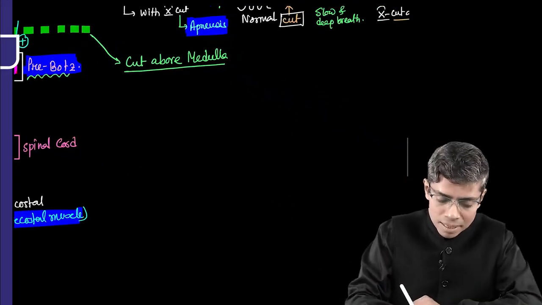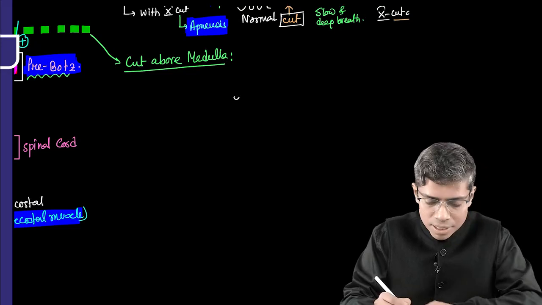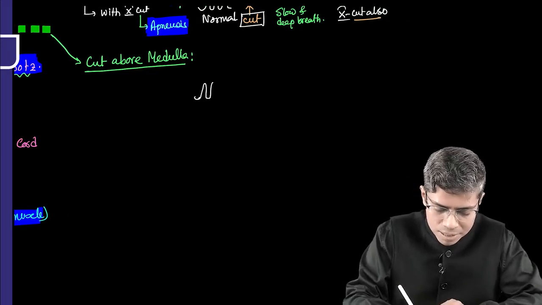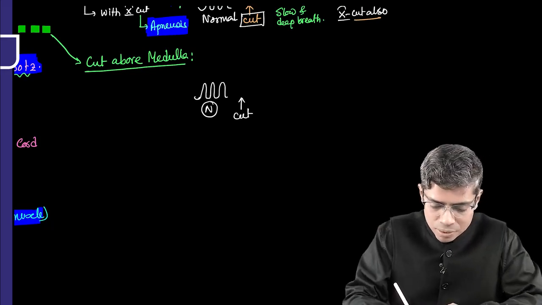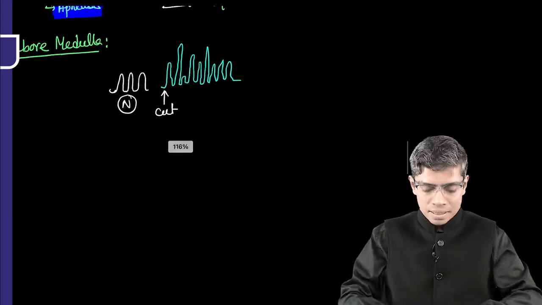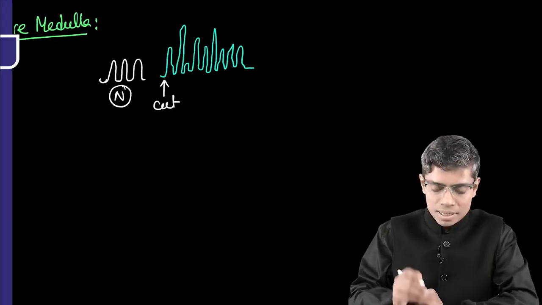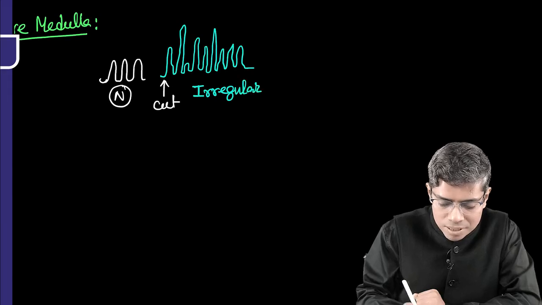So whenever you give a cut above medulla, if this is the normal respiration, again I am drawing a spirometer recording. Suppose this is the normal respiration. Whenever you give a cut above medulla, what is going to happen? Your respiration will look like this. So what you are finding from this is, is your depth of respiration constant? Is your rate of respiration constant? The answer is no. Neither the rate nor the depth is constant. So what kind of respiration is this? This is nothing but irregular respiration.